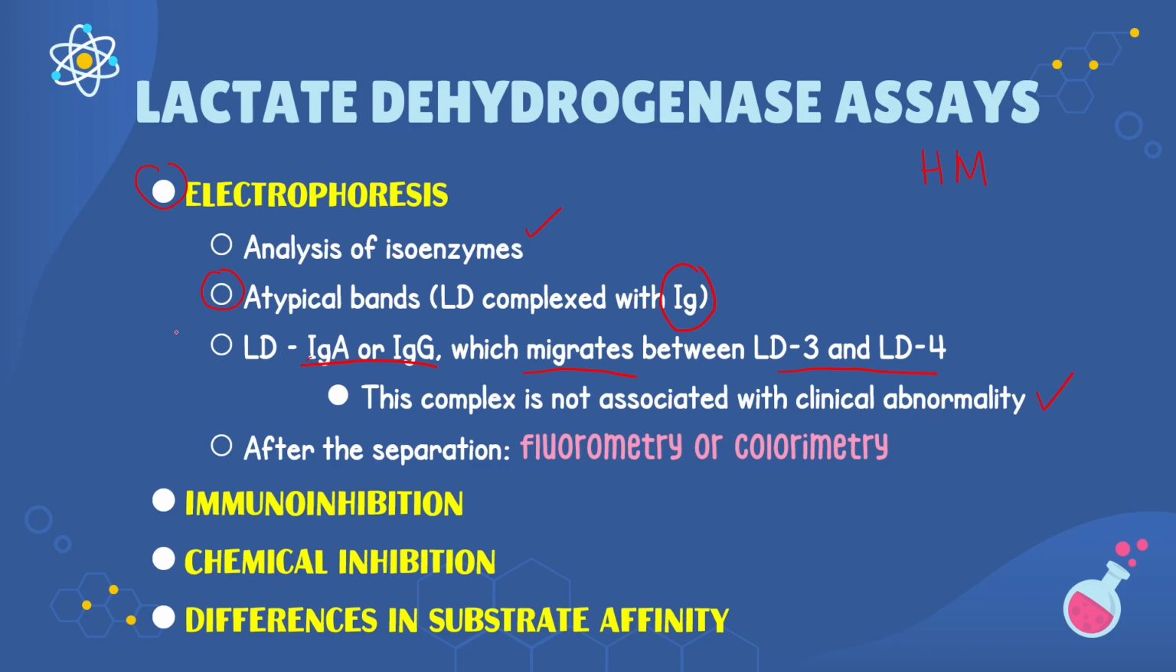After we separate the different isoenzymes, this will be subjected to fluorometry and colorimetry so that we'll be able to detect their migration and which portion of our columns they are in. Other assays for isoenzyme separation would be immunoinhibition, chemical inhibition, and differences in substrate affinity.